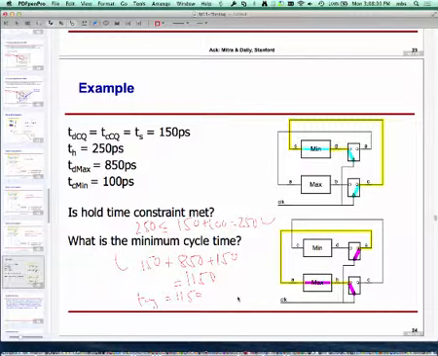So it's okay if they're equal? Yeah, I mean, it's basically saying no margin. Okay, any questions on this example?